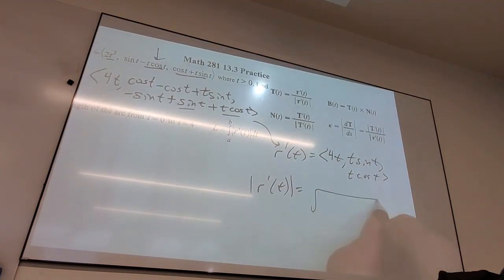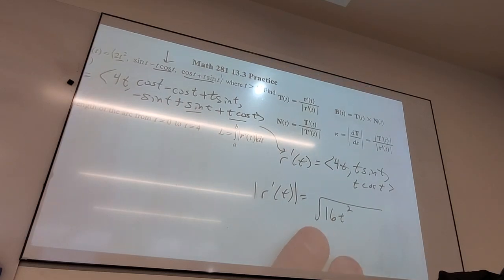Yeah, so this will be the square root of 16t squared plus t squared sine squared plus t squared cosine squared.